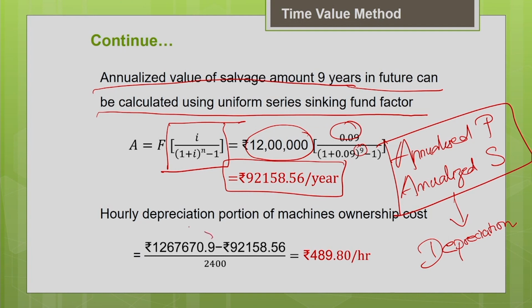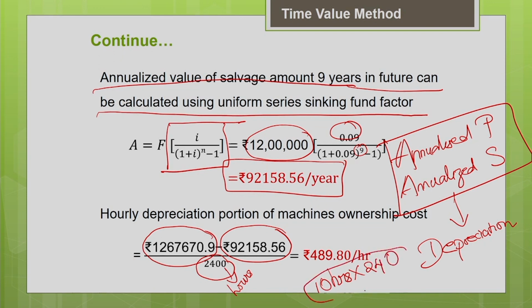It is nothing but your annualized purchase price minus your annualized salvage value divided by the annual use of the machine in hours. So the total hourly usage of the machine. Say for example, every day you are using the machine for 10 hours, and you are going to operate the machine for 240 days in a year. So the total annual usage of the machine, the hourly usage of the machine in a year, will be equal to 2400 hours.